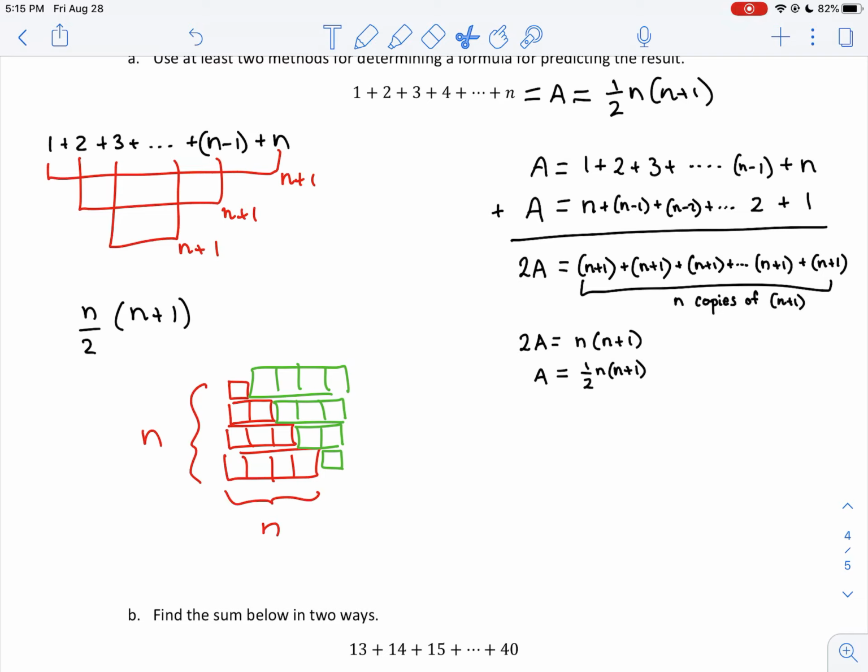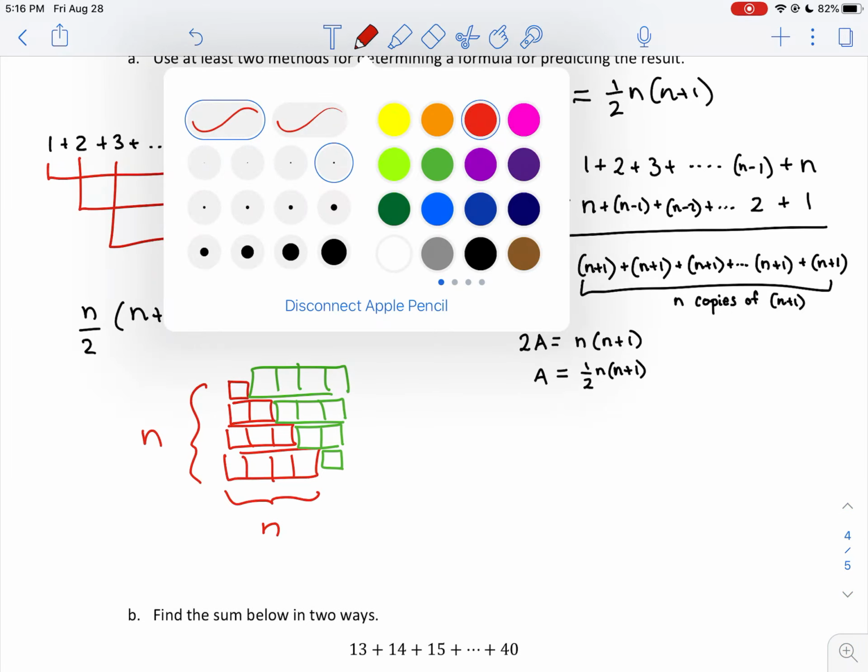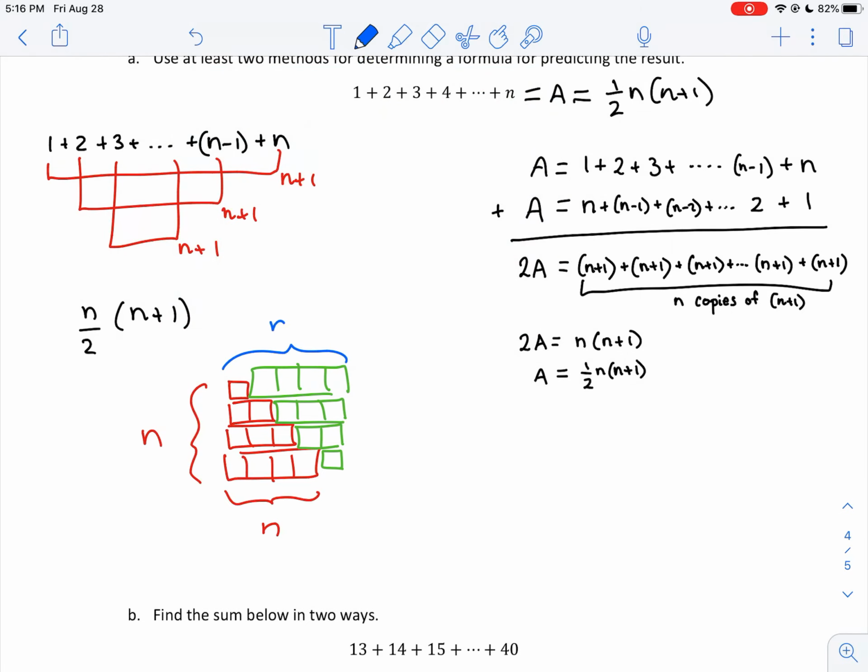And if you cut that number in half, you'll get how many red squares there are, which is what we're after. Right? But the brand new rectangle I've made, let's go blue. There's actually n plus 1 columns now. So the total amount of squares in the red and green combined is n times n plus 1. But since I only want how many were in the red, if I cut that in half, that will tell me what 1 plus 2 plus 3, etc. is up until we get to n.